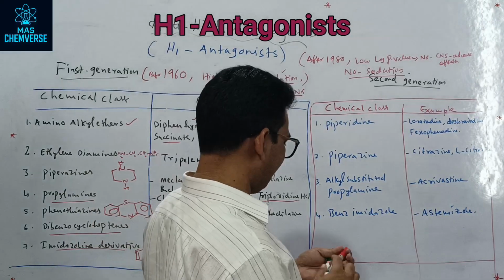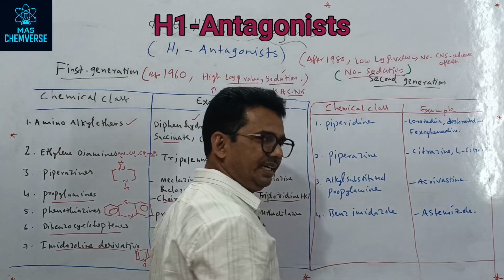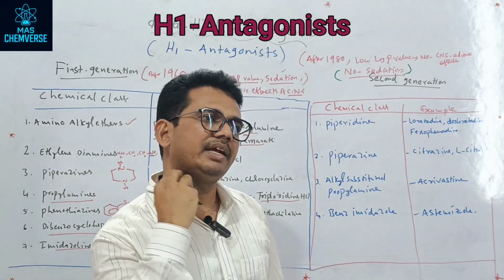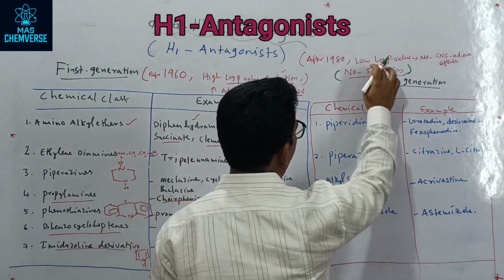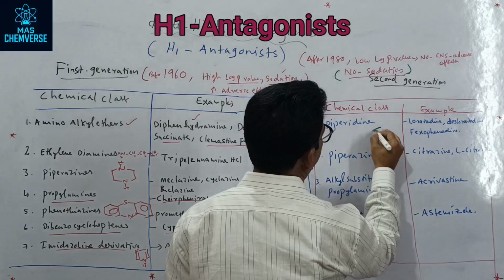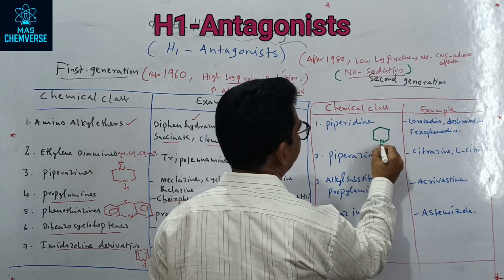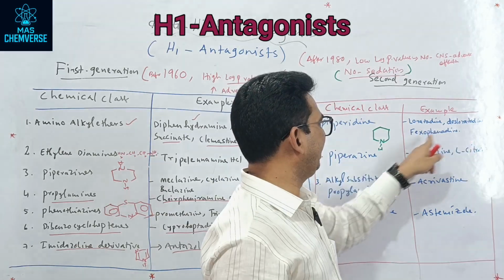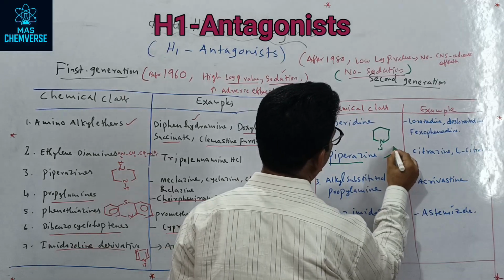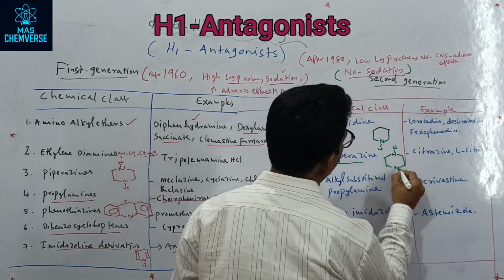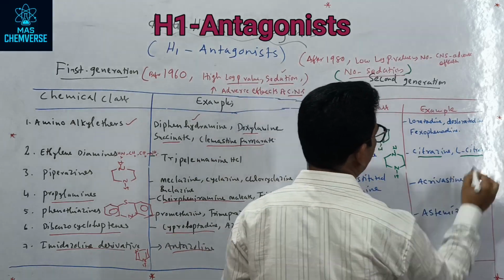Now coming to the second generation. Already I told the importance of the second generation. No sedation is produced, and no CNS side effects, because they do not cross the blood brain barrier, the reason being they have low lipid solubility. Piperidine means they have the basic piperidine structure. Examples are loratadine, desloratadine, fexofenadine. Next one is the piperazine. Piperazine I already showed, they have the basic structure called piperazine. That's why they are the piperazine derivatives, like cetirizine and levocetirizine.